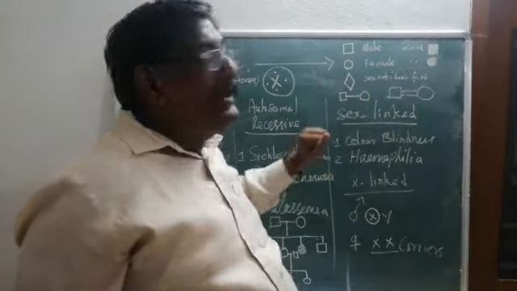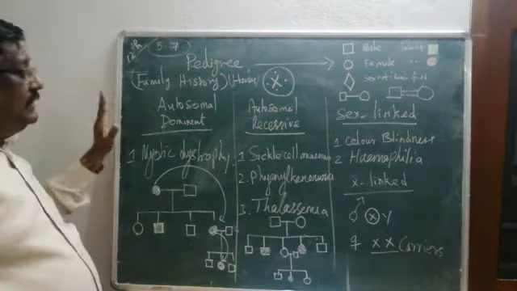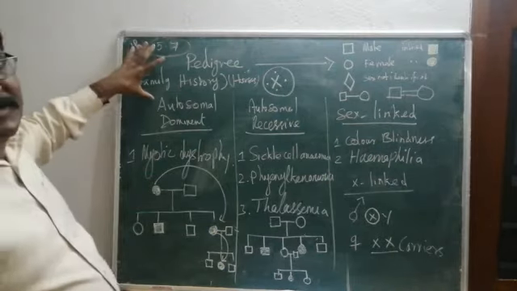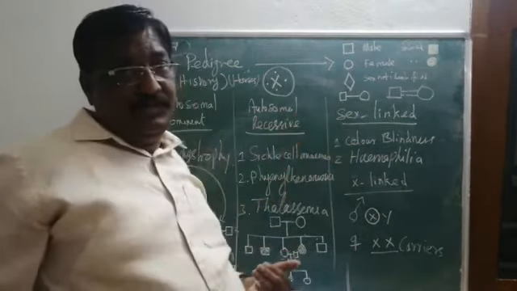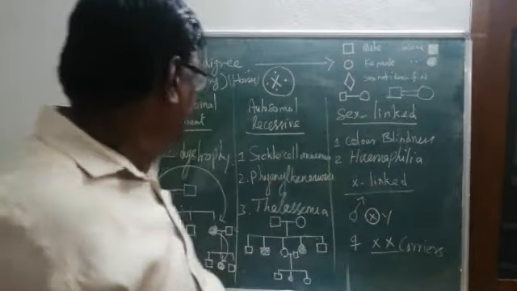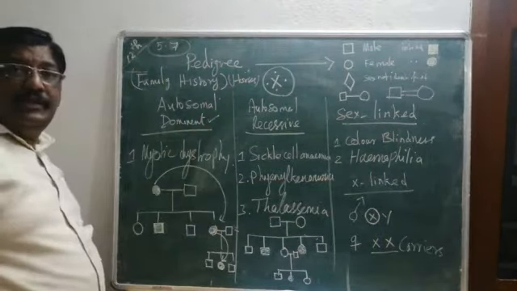Okay. Now we are going to see, based on this pedigree, I have made 3 box columns here. One is autosome. Autosome means body chromosome. Sex linked means sex chromosomes. If any character is linked with the sex chromosome, it is sex linked. Now autosomal dominant. What is autosomal dominant?